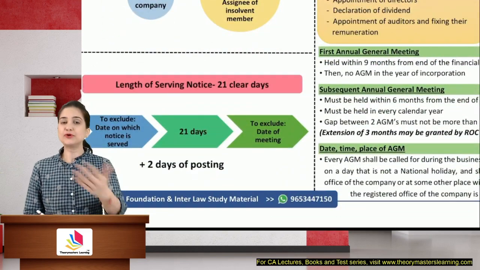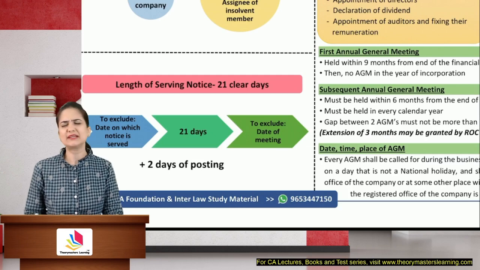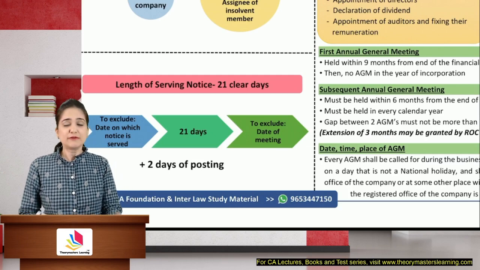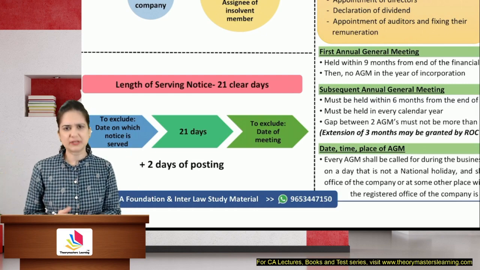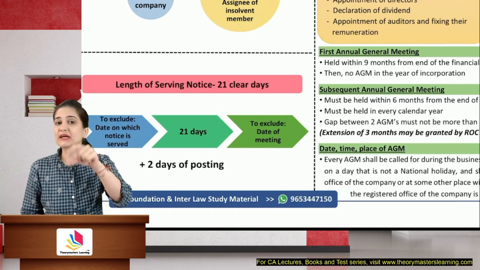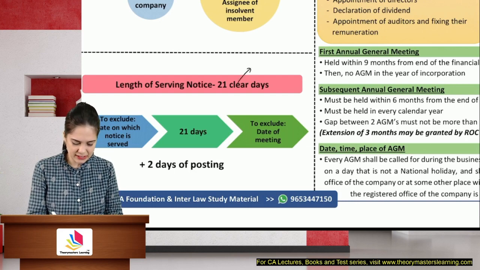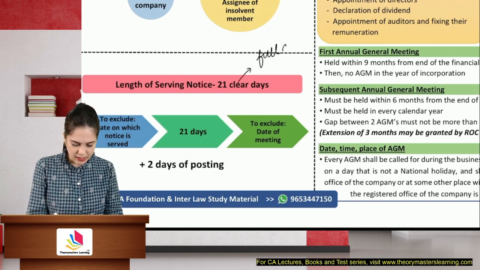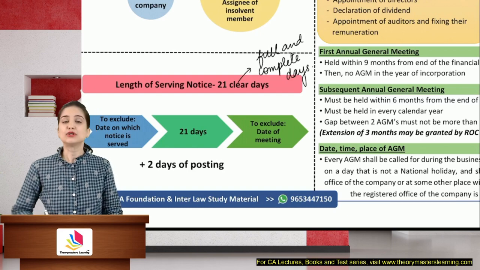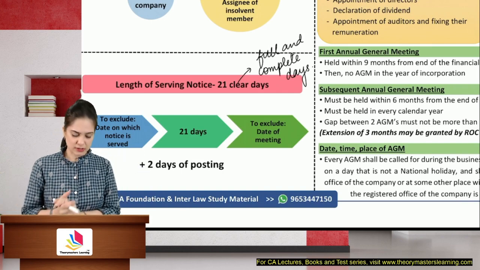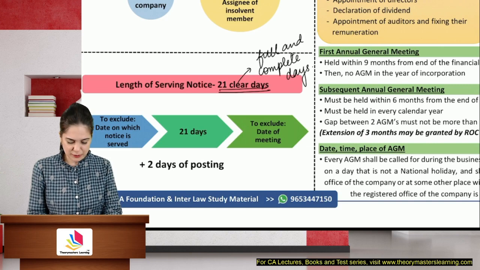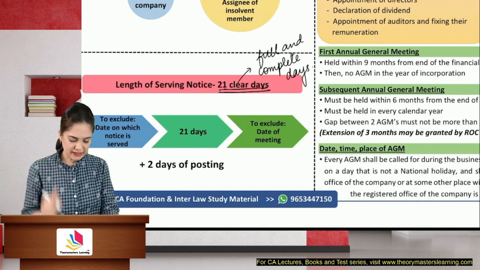For when should you give the notice? Notice should be given at least 21 days before the meeting. We want people who stay in faraway places to make arrangements to come at the place of the meeting. So law says you should give them at least 21, but clear days. Clear means complete days, full and complete days. So we should give them full complete days for making arrangements to come to the place of the meeting.